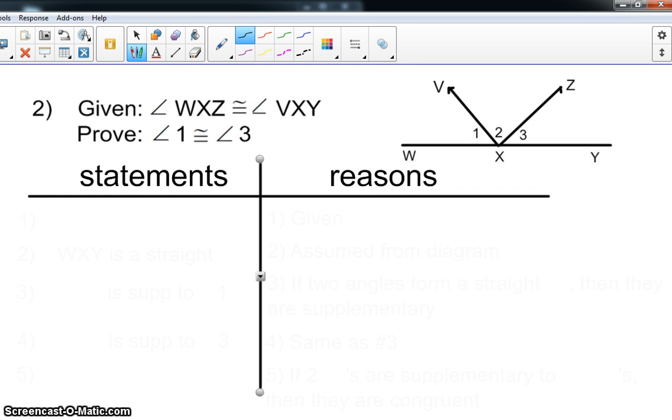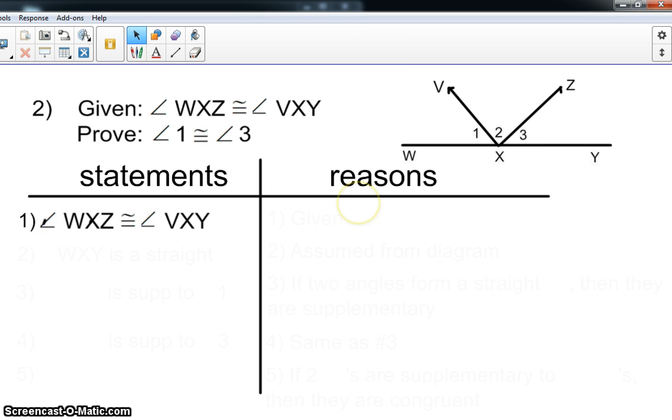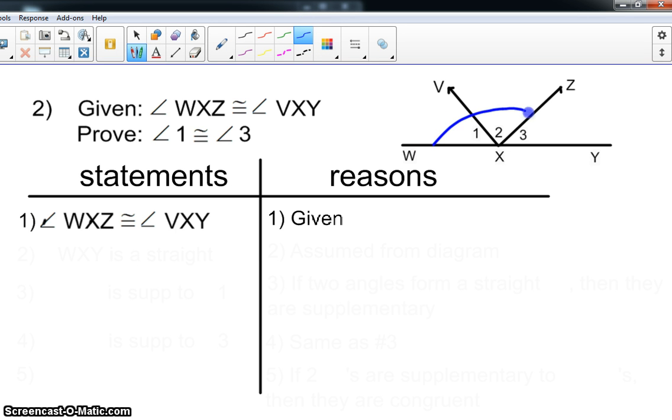We can also apply those theorems to our proofs. First off, we can start with our given statement that we have angle WXZ congruent to angle VXY. And if we're looking to get to angles 1 and 3, we can see that 1 and 3 are adjacent to the two angles marked, and they are forming a straight angle.